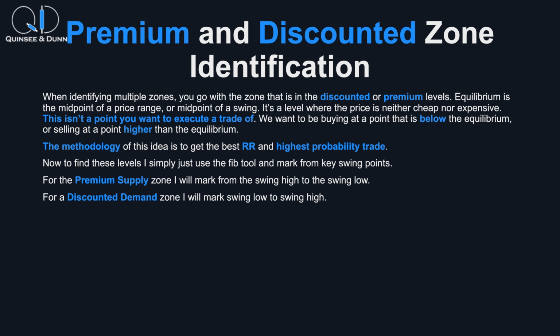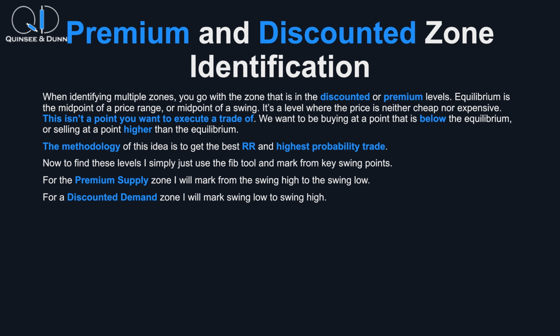When identifying multiple zones, you want to go with the zone that is in the discounted or premium levels. Equilibrium is the midpoint of a price range or the midpoint of a swing. It's a level where the price is neither cheap nor expensive. This isn't a point where you want to execute a trade, where you want to be buying at a point that is below the equilibrium or selling at a point that is higher than the equilibrium. The methodology of this idea is to get the best risk to reward and highest probability trade.